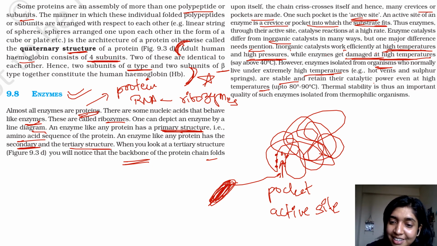As an activity, I want you all to find out the names of some enzymes that are extracted from bacteria or any other organism which lives under extremely high temperatures, and find out their uses in common day-to-day life that we are using as scientists. Thermostability is an important quality of such enzymes isolated from thermophilic organisms.